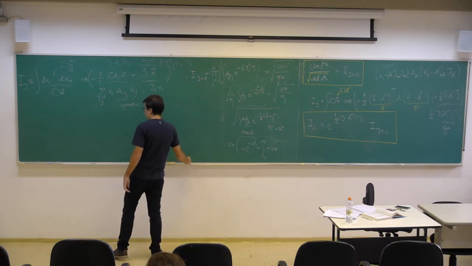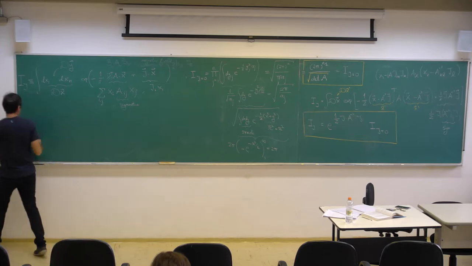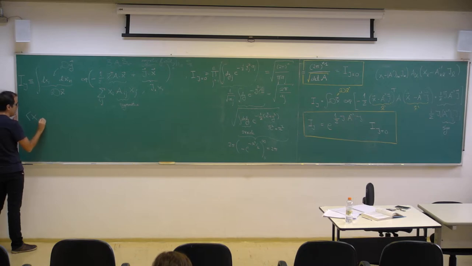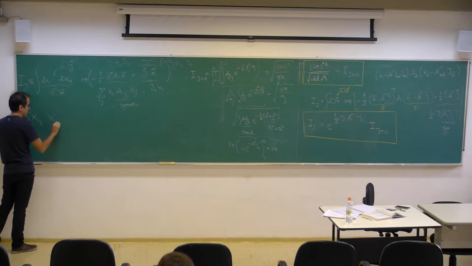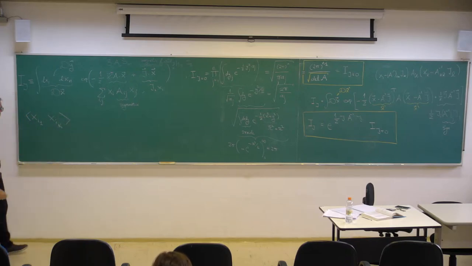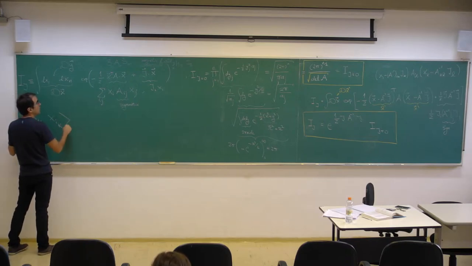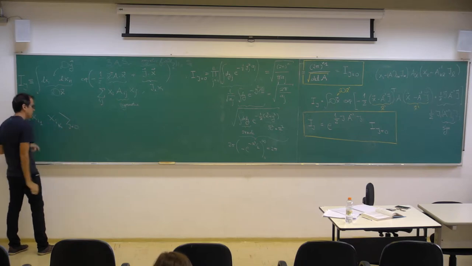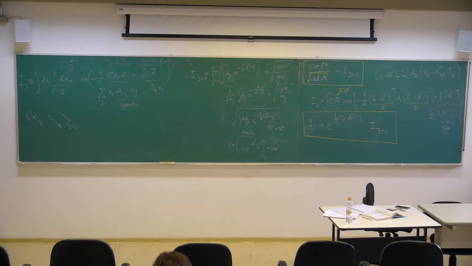We have this integral, and we want to compute the expectation value of x_i1 up to x_ik in this Gaussian model, say without magnetic field, with j equal to 0. How would we do it?